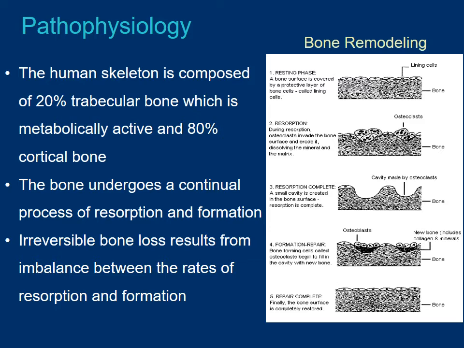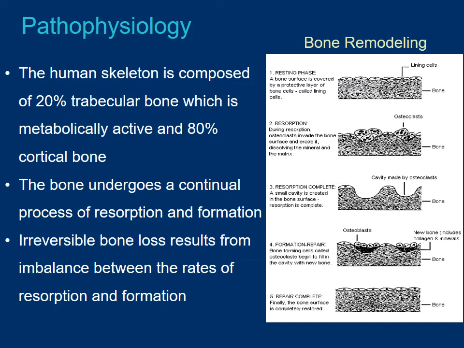The human skeleton is composed of 20% trabecular bone and 80% cortical bone. The trabecular bone is a metabolically active part of the bone which undergoes bone resorption and formation. About 10% of the adult skeleton is remodeled per year because the bone undergoes a continual process of resorption and formation during life. That's called bone remodeling.